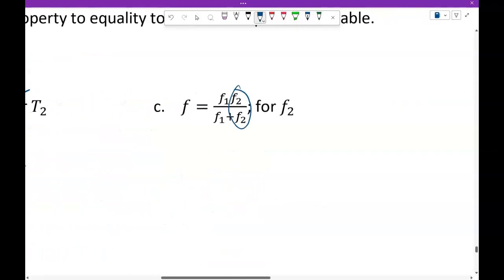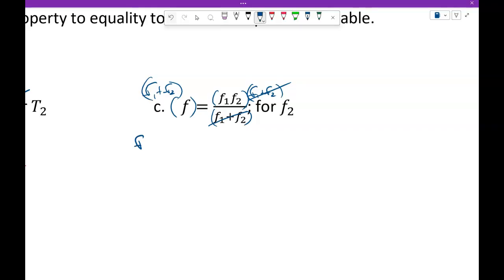Same idea, we want to isolate f2, and so we're going to have to first clear our fraction. So we'll multiply both sides by f1 plus f2, that is our only denominator, so that eliminates it from the right side. So we have f times f1 plus f2 equals f1 f2. Now we need to get all terms with an f2 on the same side of the equation. Problem is, I can't move this first term because there's this multiplication in the way.